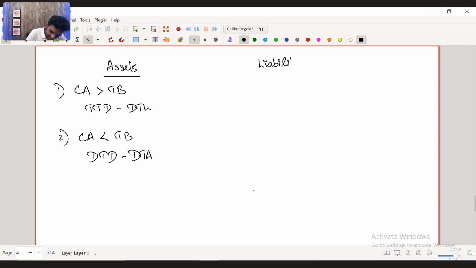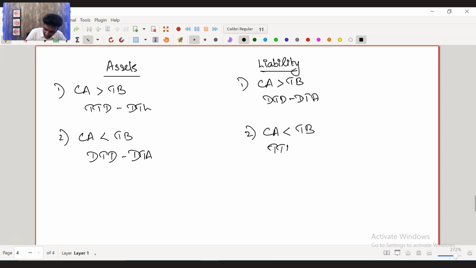Whereas for a liability, if the carrying amount of the liability is greater than tax base, it will lead to deductible temporary difference, will lead to a deferred tax asset. Whereas the carrying amount of the liability is lower than tax base, then it will lead to taxable temporary difference, deferred tax liability. Always remember this, because this is what the deferred tax concept is completely purely based on.